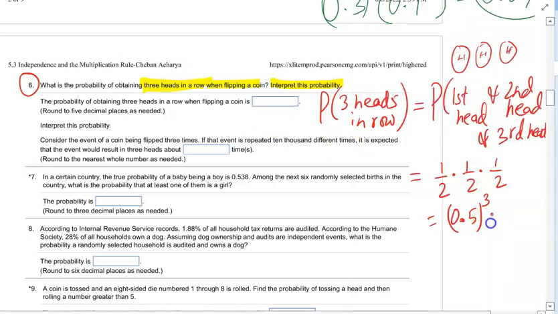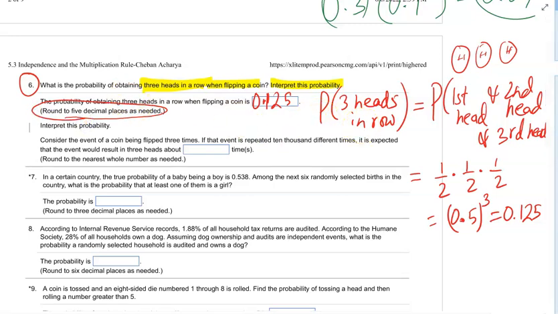The answer is going to be 0.125. And in the box you type 0.125, and you round it to 5 decimal places, and that's okay. If you want, you can put 2 more 0 if you like, but you don't have to do that. That's the acceptable answer, 0.125.